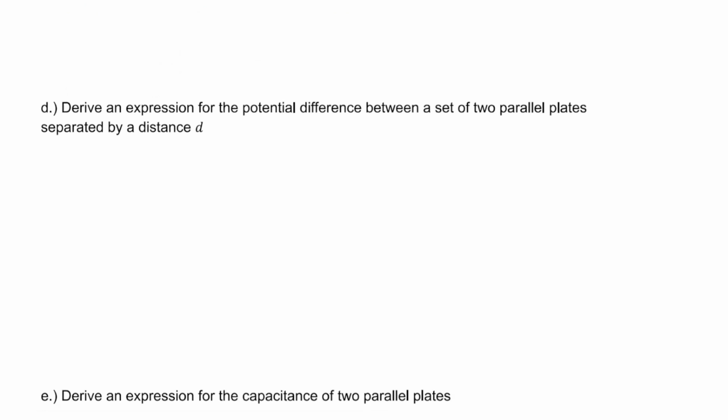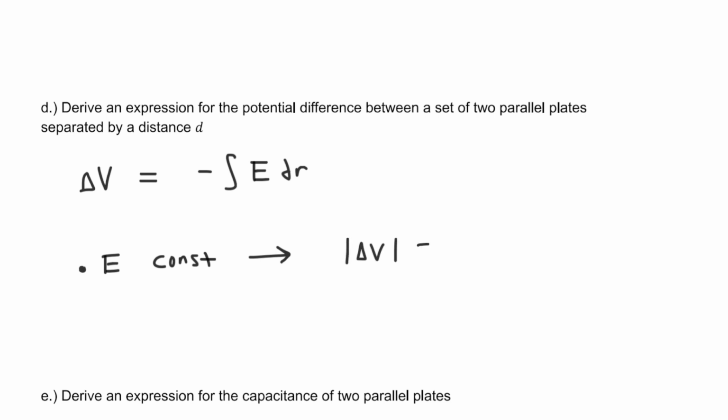Now for the potential difference between a set of 2 parallel plates, we could use the fact that delta V is equal to the negative integral of E dr. Since E is constant, we can actually simplify this to not use an integral at all. This only works with a constant E field, but if you have a constant E field, you can pull E out and you're just integrating the path length. So for a constant field, we can write V is equal to E times d.